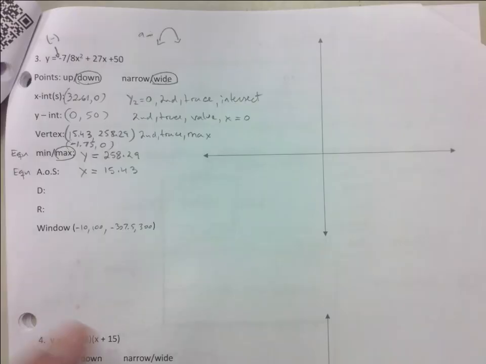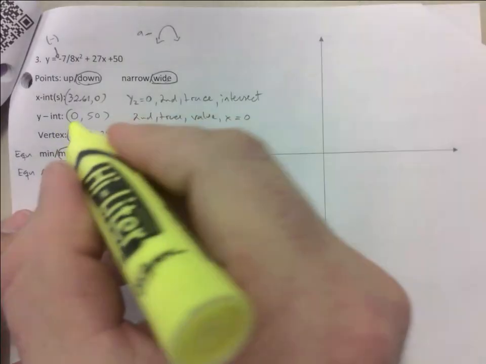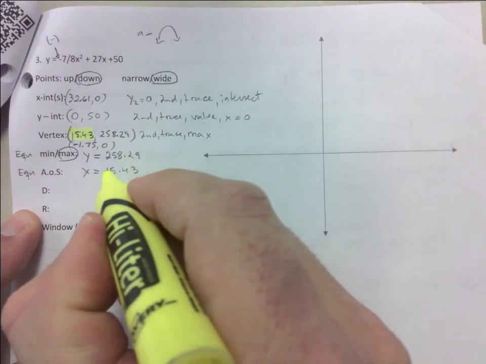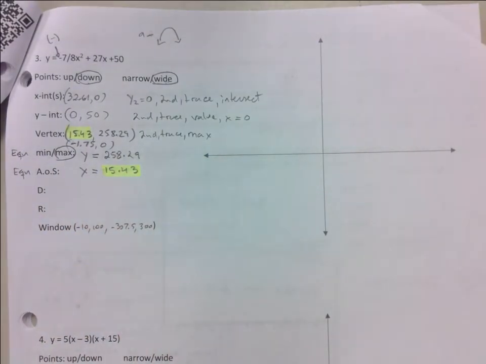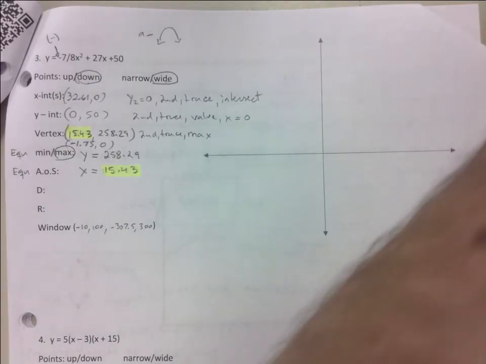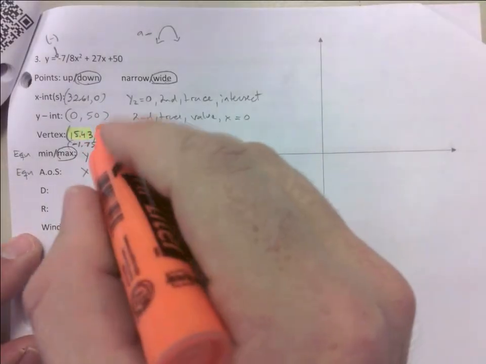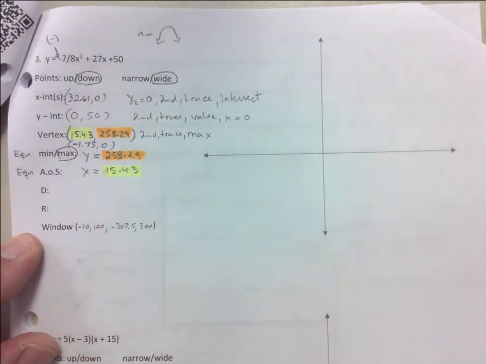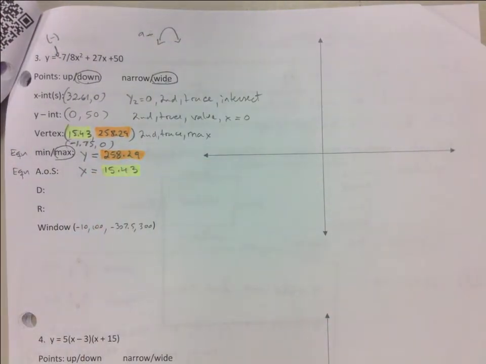Let's use highlighters for this one. Okay, the x value of the vertex ended up being the value that I used for my axis of symmetry. The y value of the vertex is what I ended up using for the y value of the equation of the max. Okay? And I'm still waiting with domain and range for now. I will talk about that when we're a bit more comfortable with this.